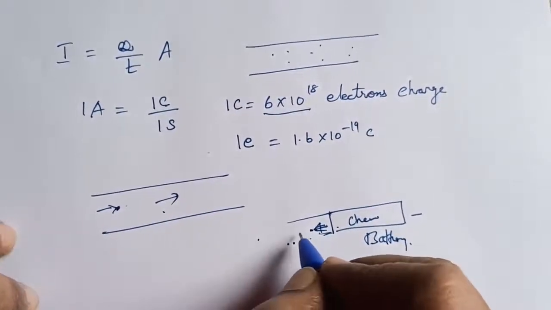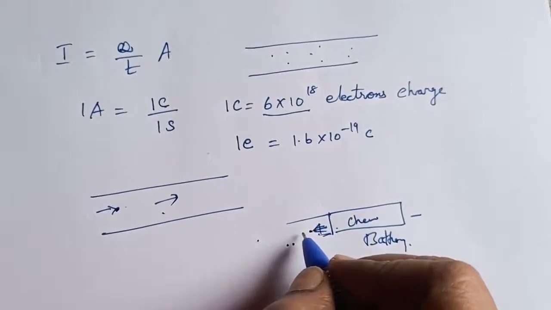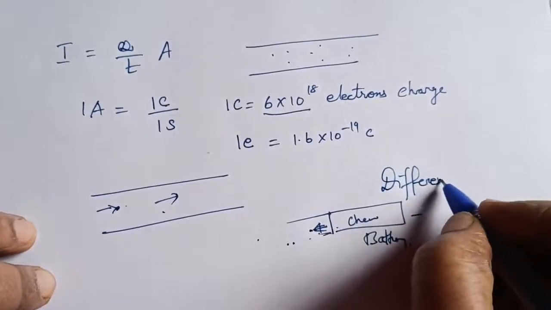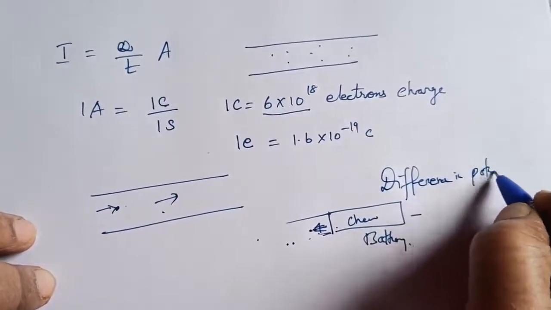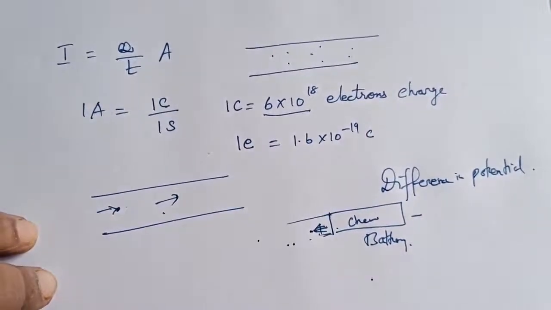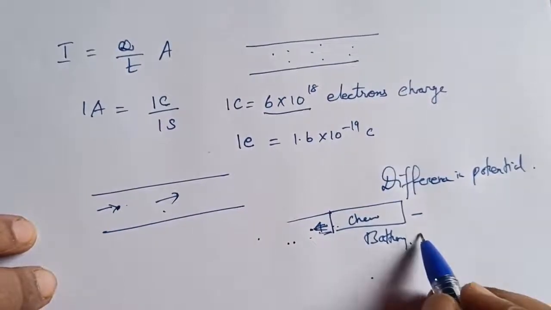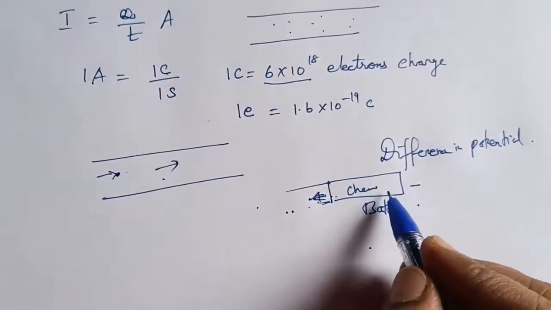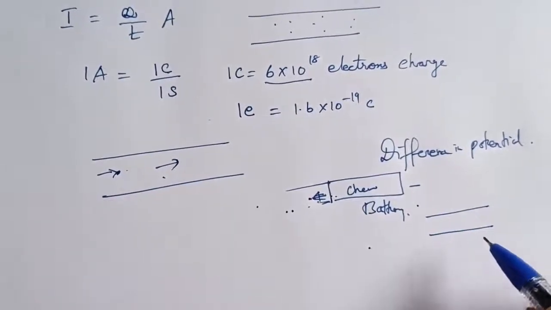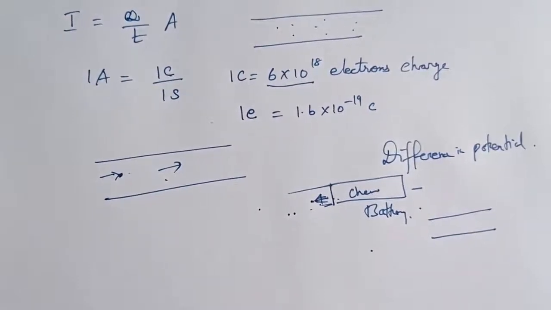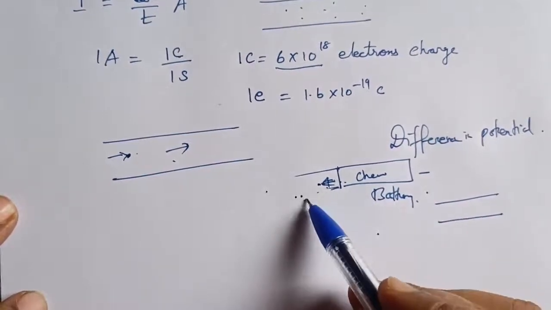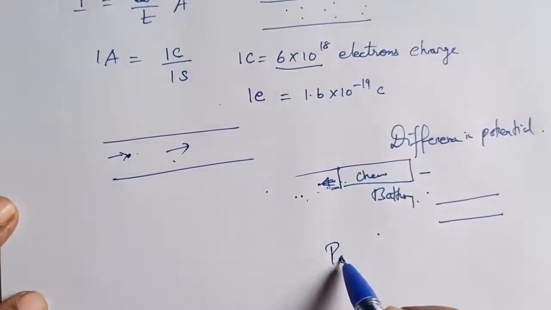Even if it gets energy, it has to flow. That force is created by a difference in potential. A potential difference has to be created, and then it will flow from higher potential to lower potential. Just like water, if water has to flow there must be some pressure difference, and then it flows from a higher position to a lower position. Likewise, if the electron has to flow, there must be a potential difference.